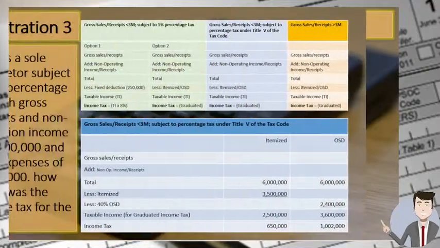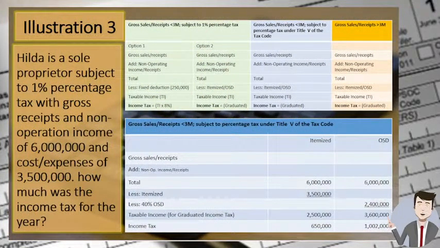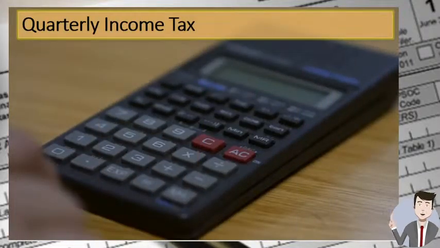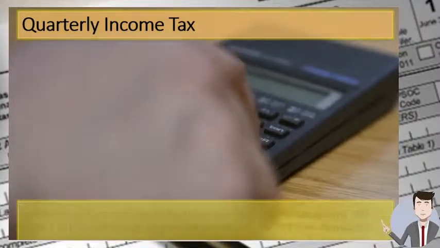So to divide your payment into 4, if you divide it equally, for example, you only have to pay at least 150 every quarter. Okay, but let's continue our quarterly income tax discussion.